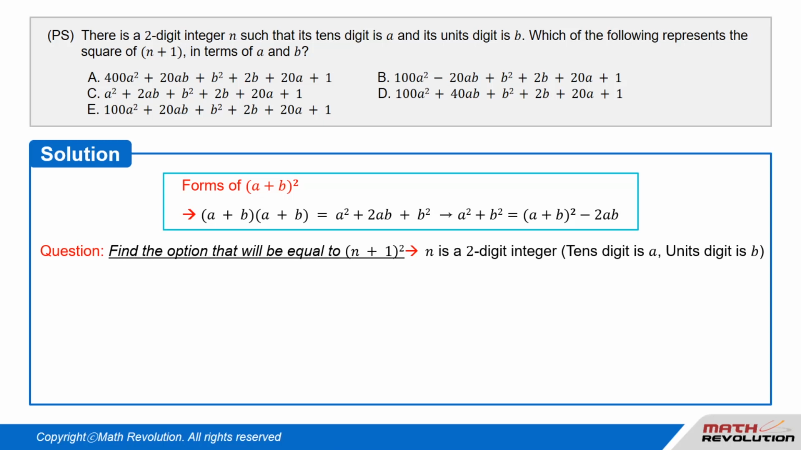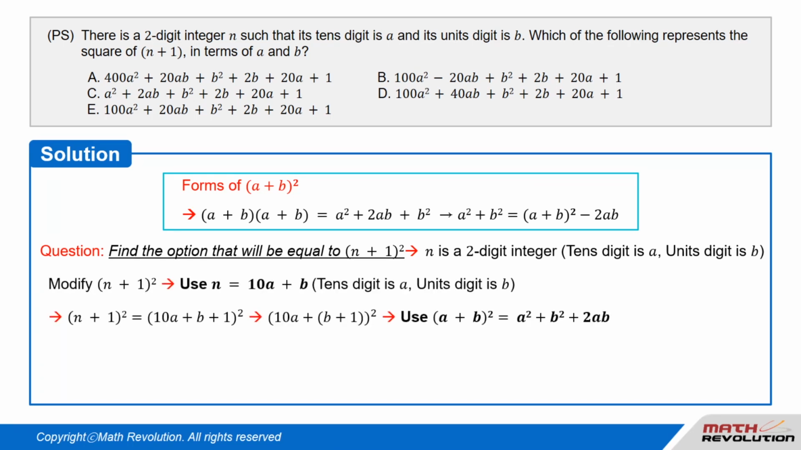We have to find the option that will be equal to (n + 1)² if n is a two-digit integer such that its tens digit is a and its units digit is b. Let's modify (n + 1)² as n = 10a + b, where a is the tens digit and b is the units digit. Then (n + 1)² = (10a + b + 1)².